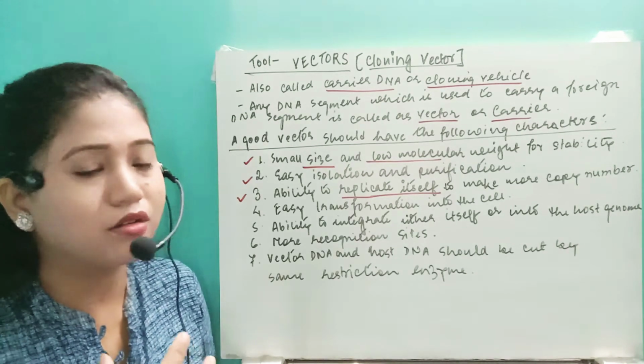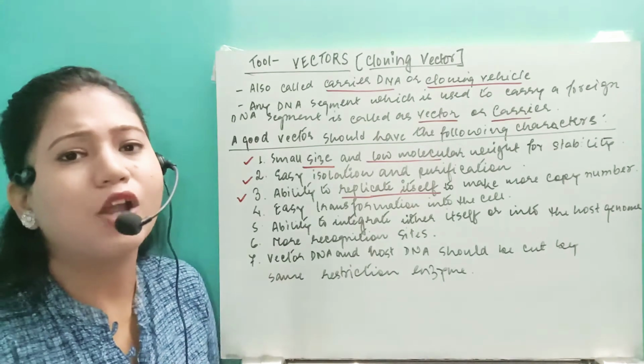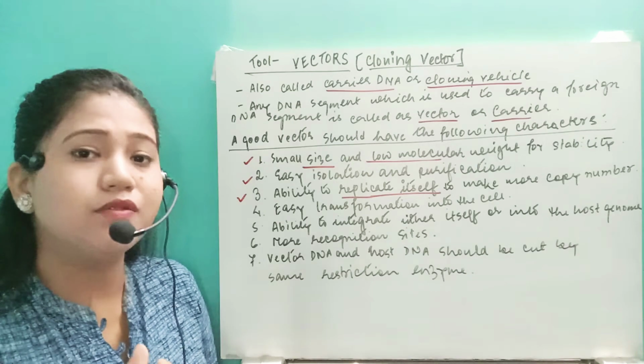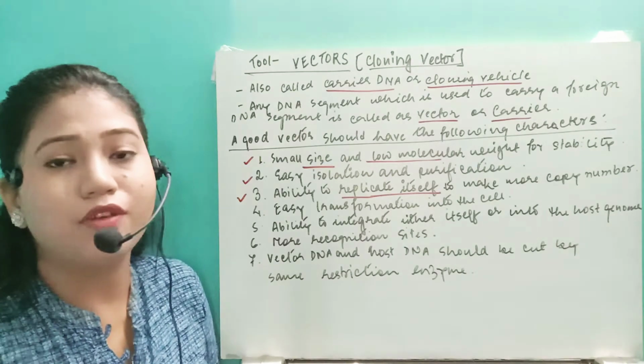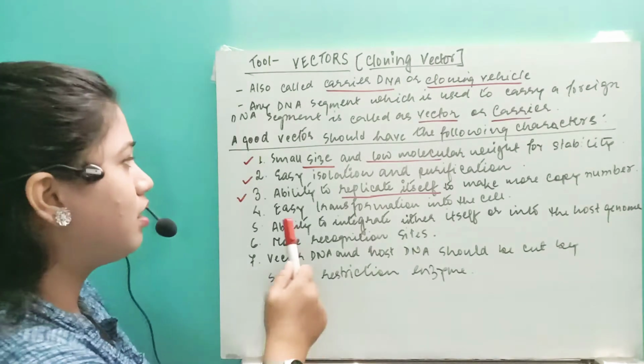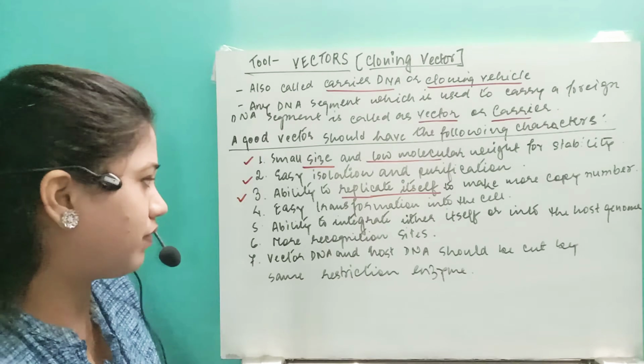Suppose a cloning vector or vehicle has a very high copy number. That means it has high replication capacity, and within a very small period of time it will replicate at a very fast rate. So that will be our cloning vector. That should be a good characteristic of the cloning vector.